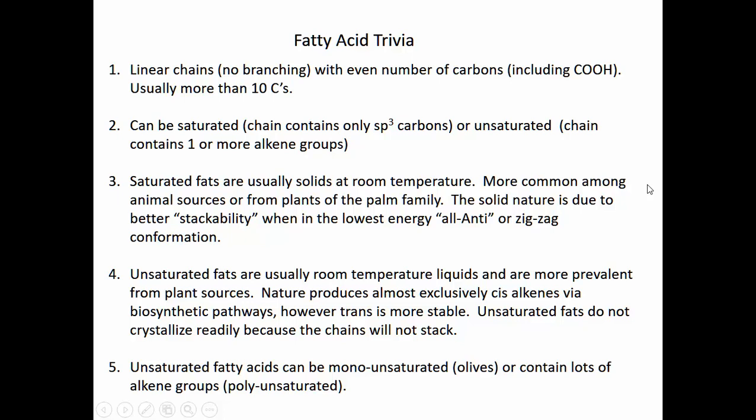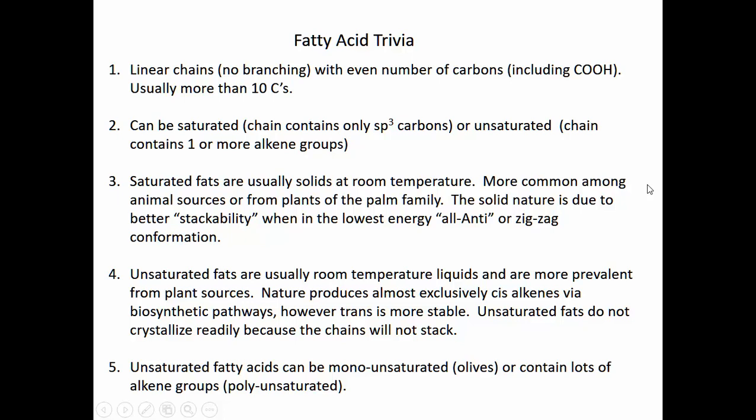So the cis alkenes that you get from the plants, there are conditions upon which you can turn them into trans alkenes, and that's the famous trans fatty acid that you've heard so much about in nutrition science. And unsaturated fats don't tend to crystallize very readily because there's a kink in their chain that makes it very difficult to stack them on top of each other.